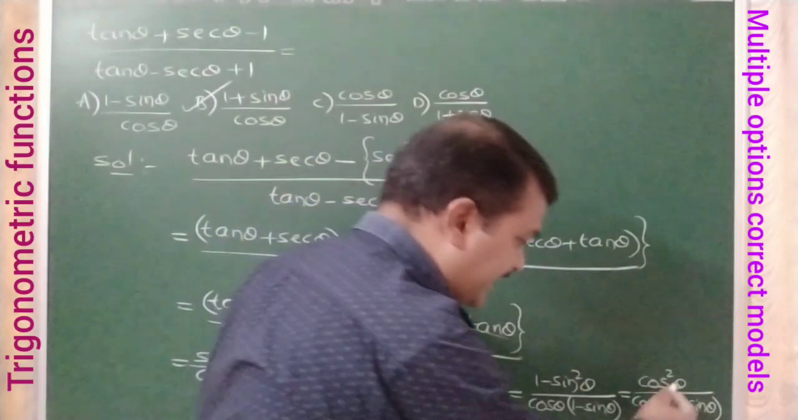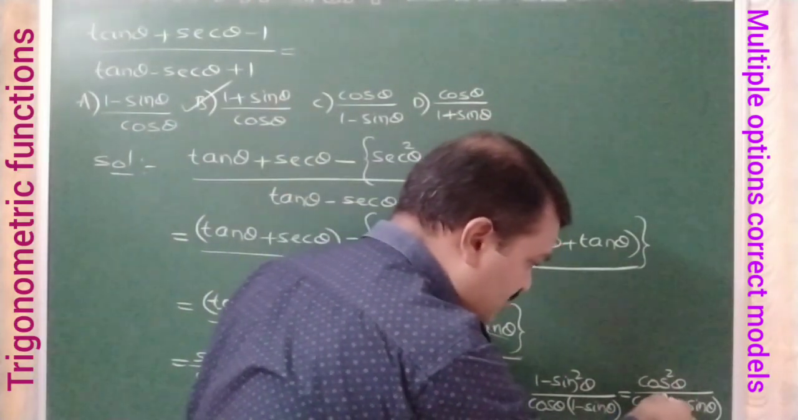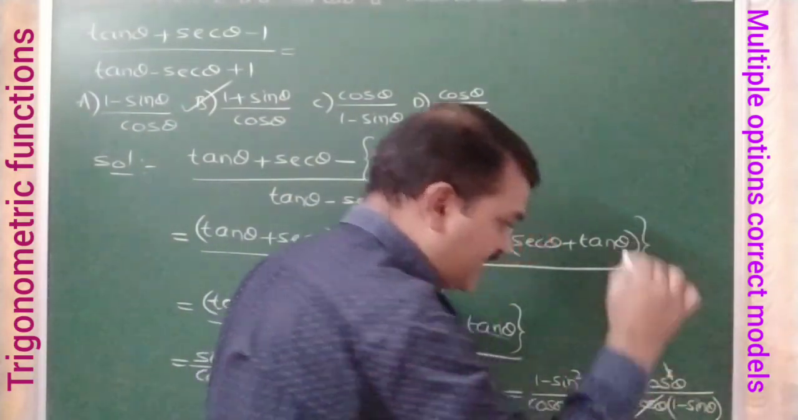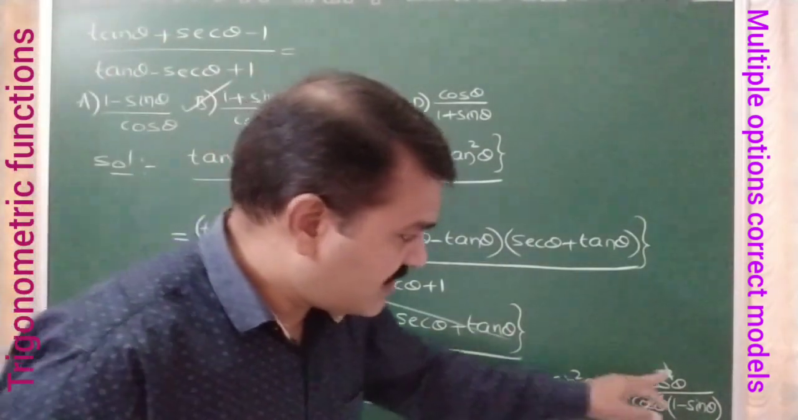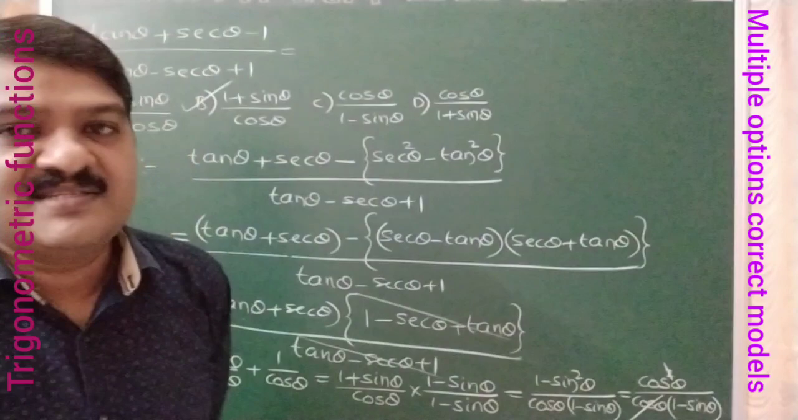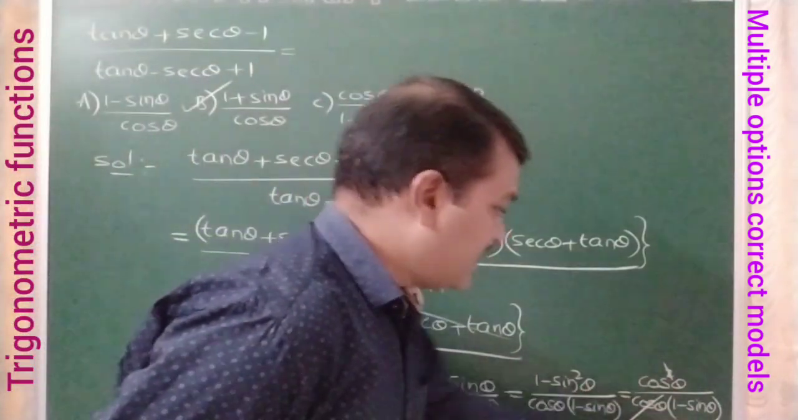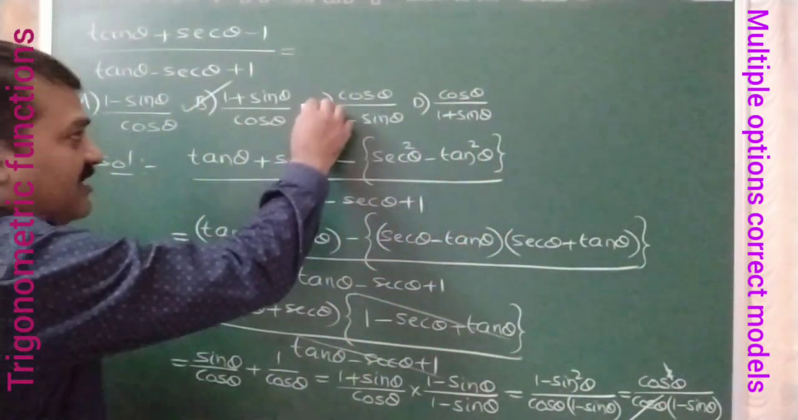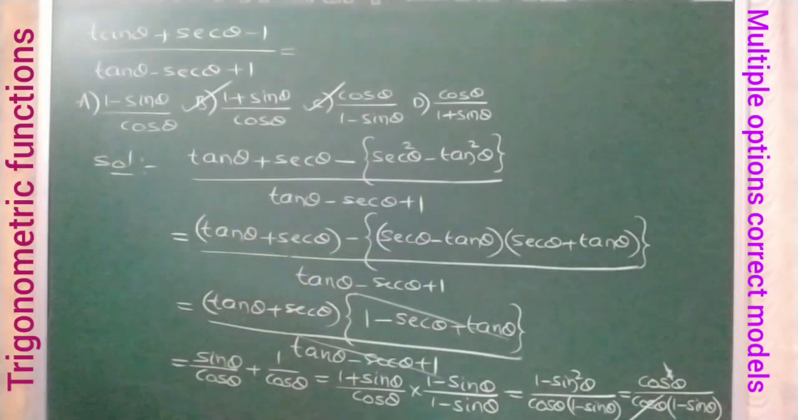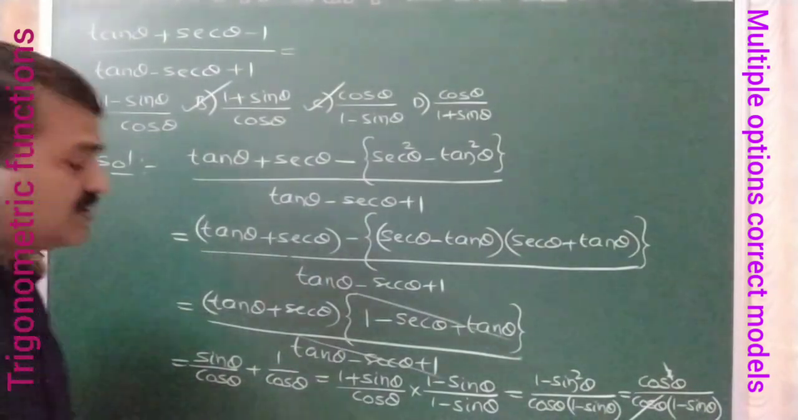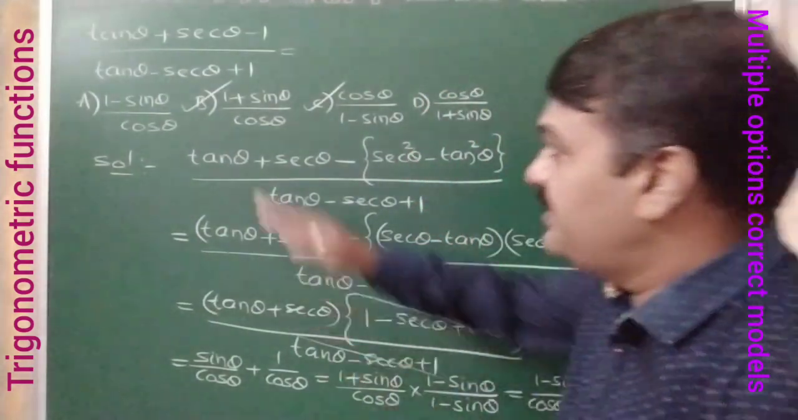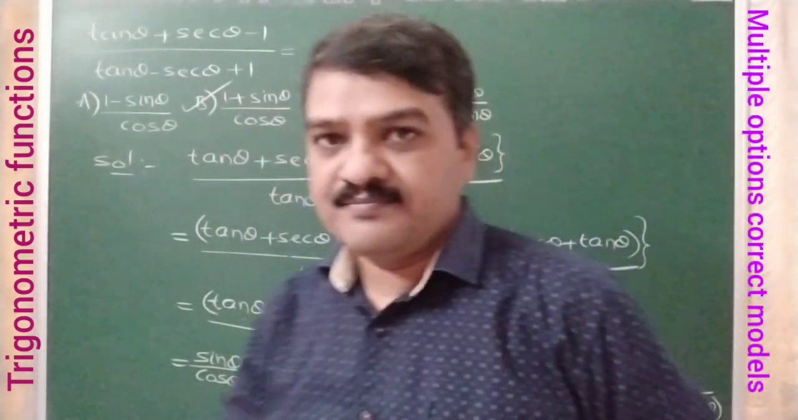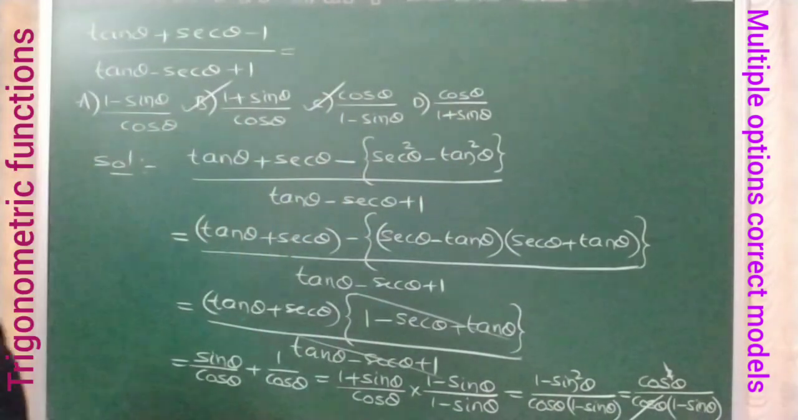Okay, so cos square theta by cos theta. So cos theta and the square here is cancelled. What is left now? Cos theta by 1 minus sine theta is left. Cos theta by 1 minus sine theta. So this option is also correct. So these are the two options correct for the given question. Okay, B and C. So let us go to the next question now.